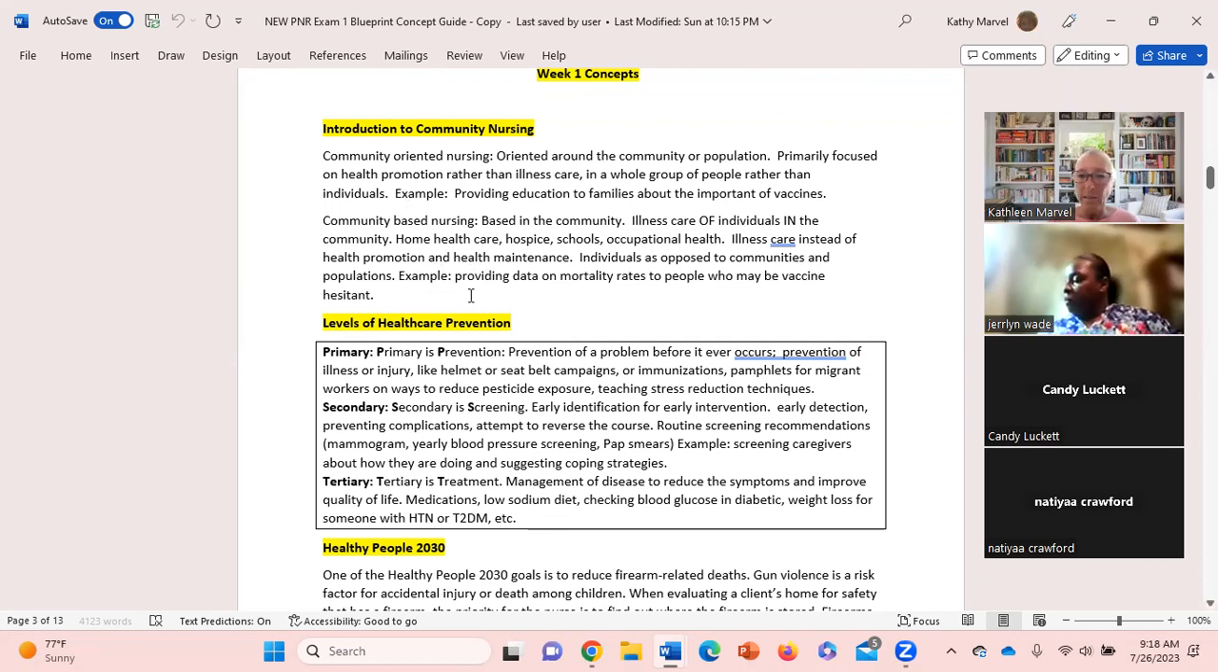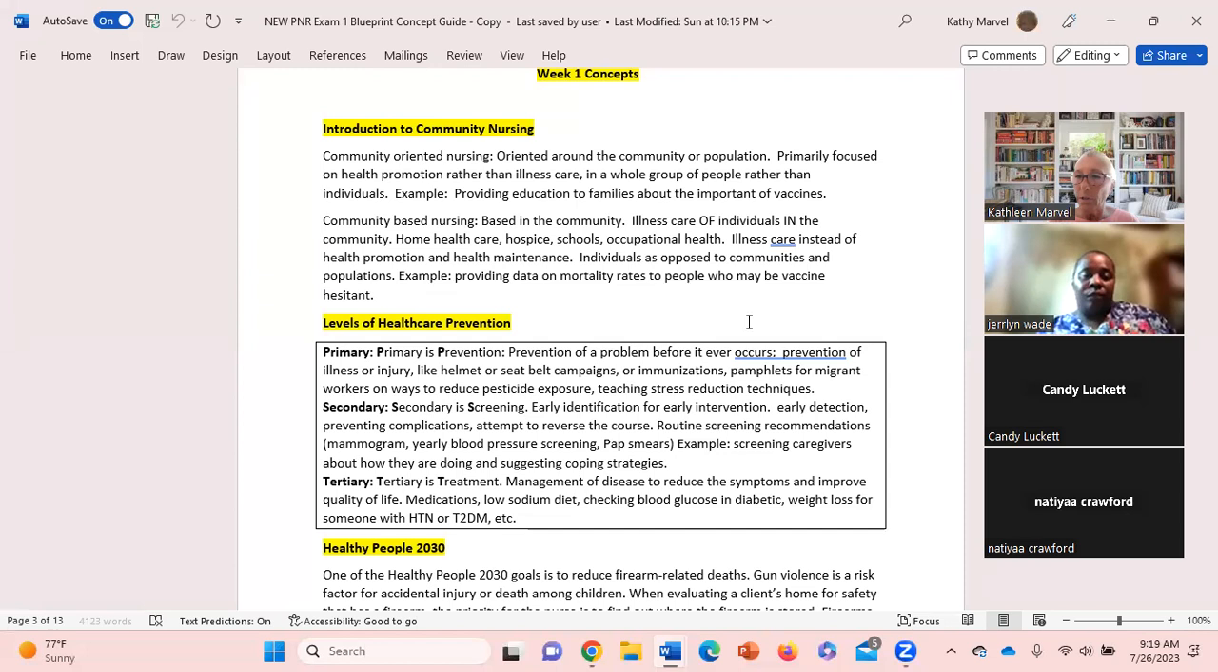Where community based, here's an example: providing data on mortality rates to people who may be vaccine hesitant. So this is a specific group we're working with, right? Vaccine hesitant people. Make sense? This could be a hospice nurse, community based, working with the family of a dying patient, community based. School nurse working in the clinic, teaching kids how to use inhalers. It's pretty simple.